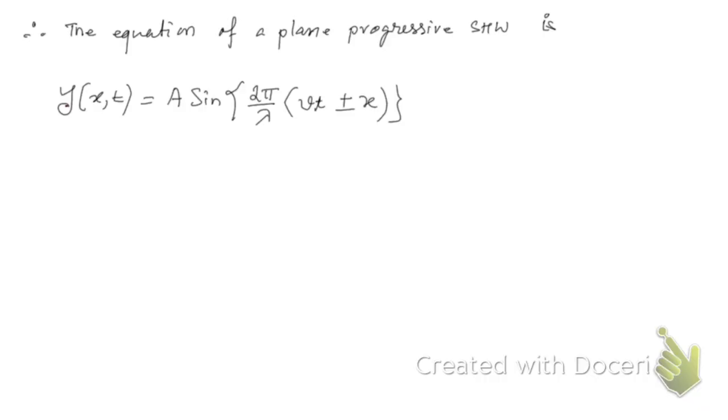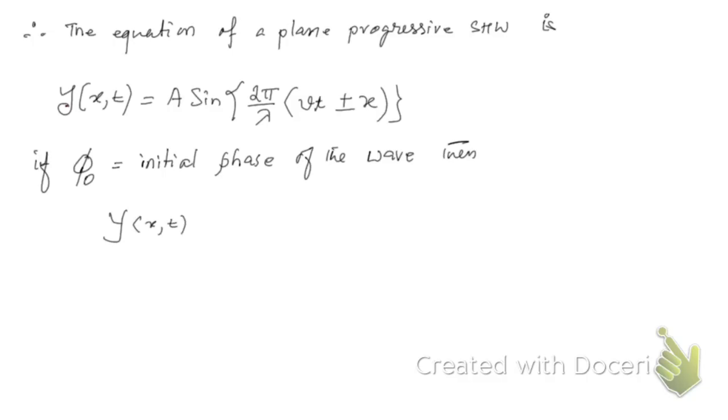Then this equation will be, if phi naught is the initial phase of the wave, then the above equation will be of this form: a sine 2 pi by lambda v into t plus minus x, and here we're going to have phi naught for the initial phase, right? That will be the form of the equation. Hope you have understood this.